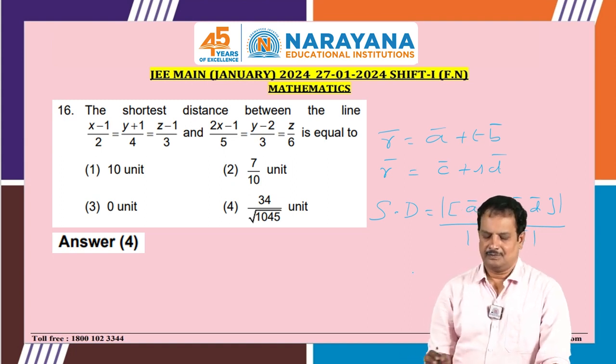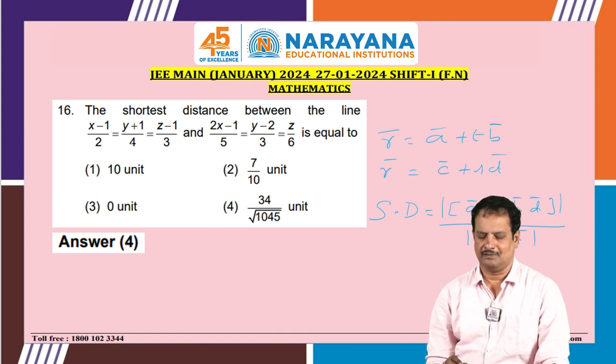Can we use that formula for this one? Yes, why not? The first one is passing through (1, -1, 1). So that is the point a bar. And it's parallel to 2i bar plus 4j bar plus 3k bar. So we know a bar and b bar. Similarly, for this one, you can take 2 common, then x minus 1 by 2. So we can write it in this manner: x minus 1 by 2, divided by 5 by 2 there.